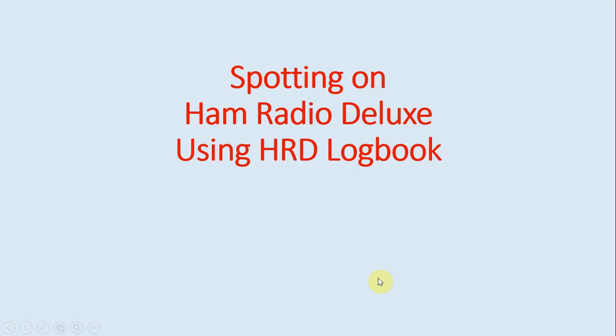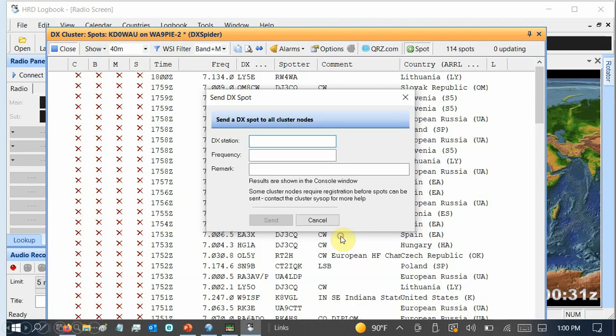Now, spotting on Ham Radio Deluxe, I'm not going to teach you how to spot. I'm just going to show you where it is. Ham Radio Deluxe, using the HRD logbook. Okay, so Ham Radio Deluxe has a logbook. That's where you enter it. You go in there and you just say spot. Since it knows you, you just put your DX station, the frequency, and any remark. That's how you would use the DX cluster on your Ham Radio Deluxe.